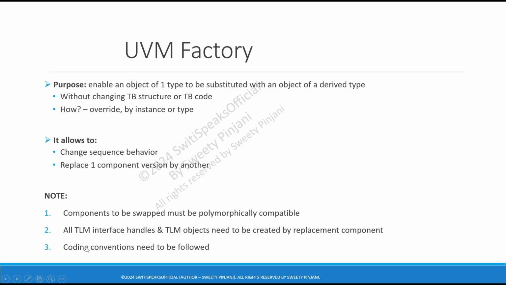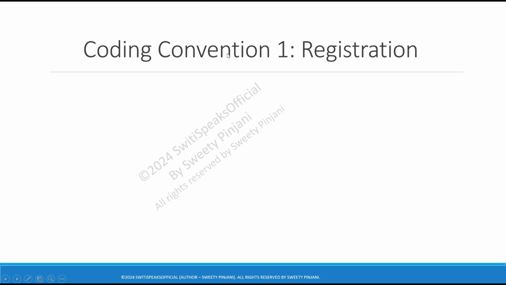There are some very strict coding conventions in UVM. Since UVM is a methodology, we need to follow the method. All the coding conventions which are specified by UVM for UVM Factory need to be followed. We will see what are these coding conventions now. First coding convention is registration. Whatever UVM component or UVM object you have, it needs to be registered with your factory.